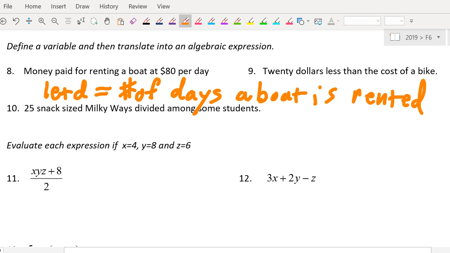Good. And what is your algebraic expression? D times 80 or 80 times D. Right. I would do it algebraically. 80D is a little better. But yeah, D times 80 would definitely get the answer correct as well. Excellent job, Sushi Boy.